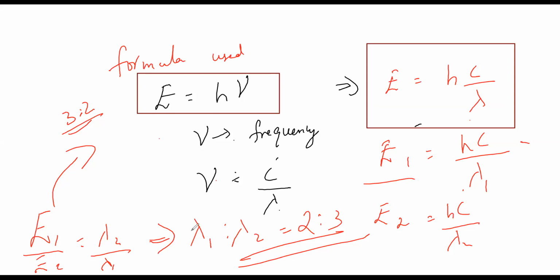I hope everyone understood what I wrote from here. E1 by E2 is equal to lambda 2 by lambda 1. E1 by E2 value is 3 is to 2, which means lambda 2 by lambda 1 value is 3 is to 2. But the question is lambda 1 is to lambda 2, that is 2 is to 3. Is it clear? Please write it down. Once you have finished this, let me know.